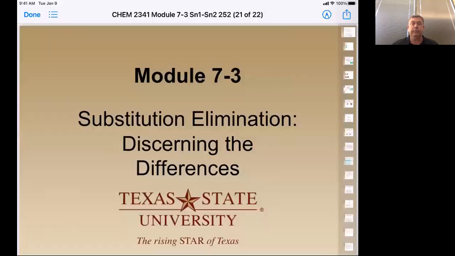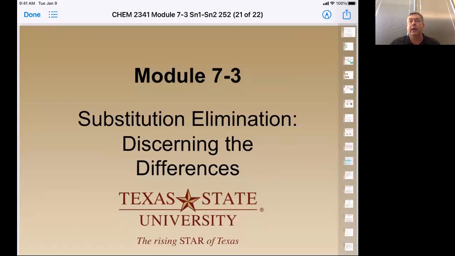Let me go ahead and share my screen and start talking about the group activity and the way to think about chapters 6 and 7. We have four mechanisms that we're playing with. We're going to make a substitution product, or we're going to make an alkene, but there's a pattern to it. There's a way to figure out which is which and what your major products are. That's what I want to talk about today.